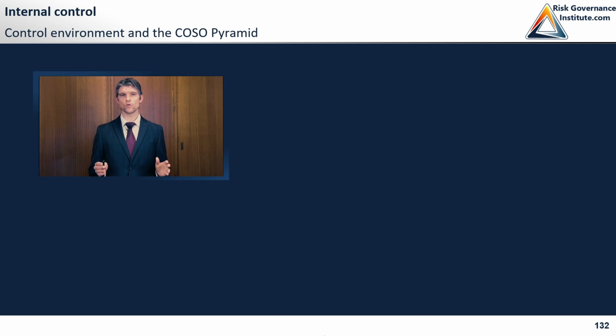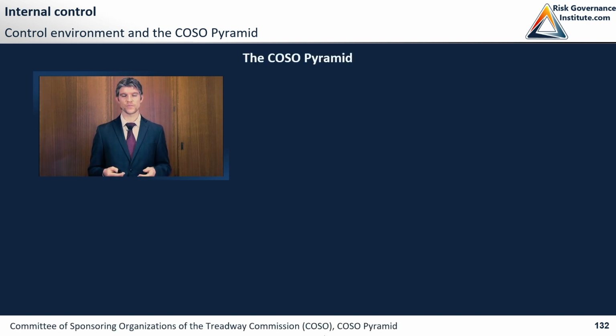A very good framework for understanding the different types of controls that you can have in an organization is the pyramid from the Committee of Sponsoring Organizations of the Treadway Commission, which is much better known under the name of COSO. So let's see this pyramid. And you've probably already seen it, or at least you've seen the cube, but the pyramid is also very good. It's about the control environment.